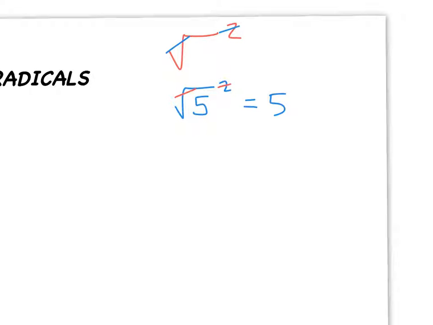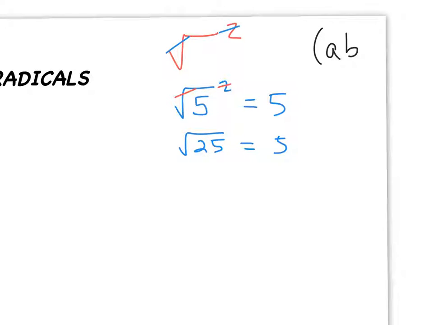Now, let's say you don't believe me. Fine, let's actually square it. 5 squared is 25. What's the square root of 25? 5. So now, is it easier to square it and then square root it, or is it easier to just cancel the square root out? Probably easier to just cancel, done, right? Okay.